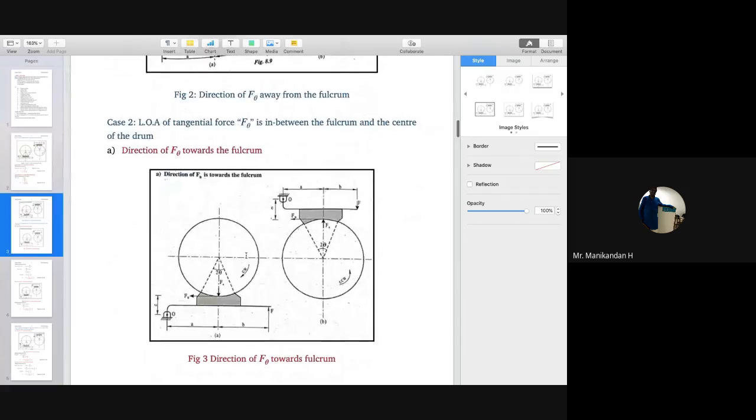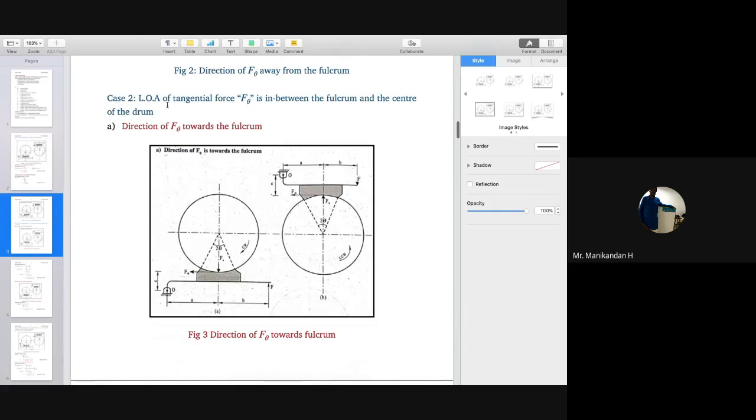Now case 2 we will see. Case 2 is where the line of action of tangential force F theta is in between the fulcrum and the center of the drum. Here you can see where F theta is located: it is in between the center of the drum and the fulcrum. This is the center of the drum and this is the fulcrum, so the line of action of F theta is in between those two.